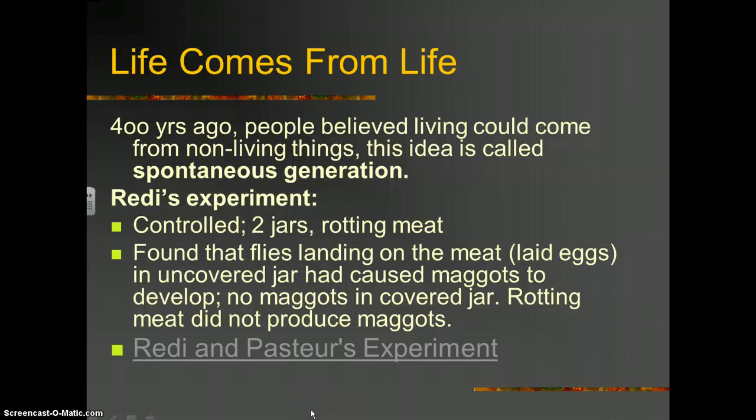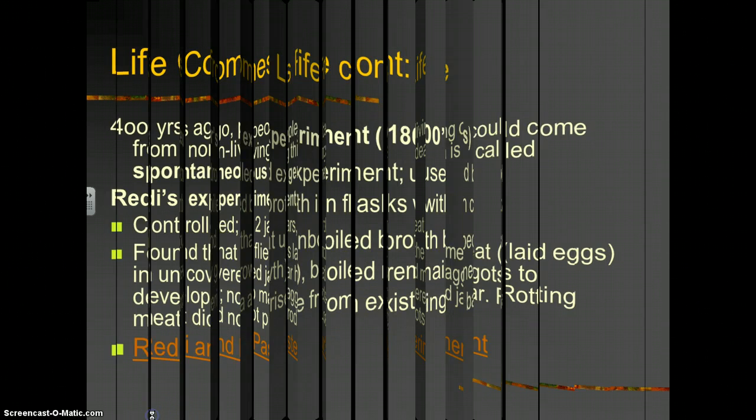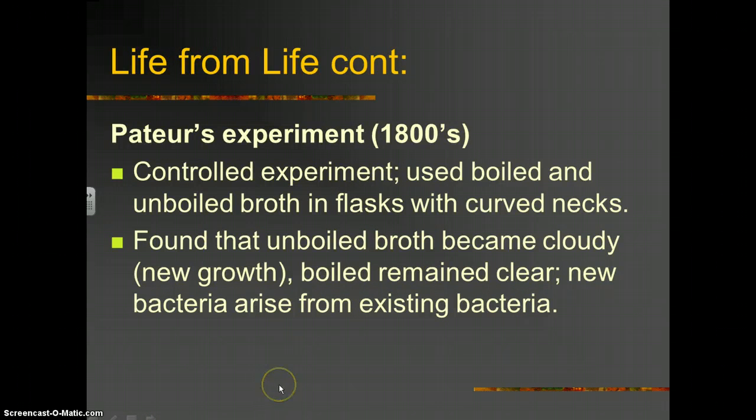Let's go back to that slide. Pasteur did that a little after Francesco Redi, and this is the information about that. Okay, so controlled experiment: use boiled and unboiled broth in flasks with curved necks. The one that wasn't boiled became cloudy. The one that was boiled was fine until he exposed it to the air again, and then it started to grow. All right.